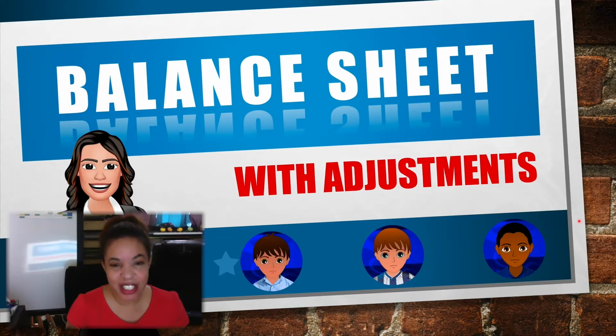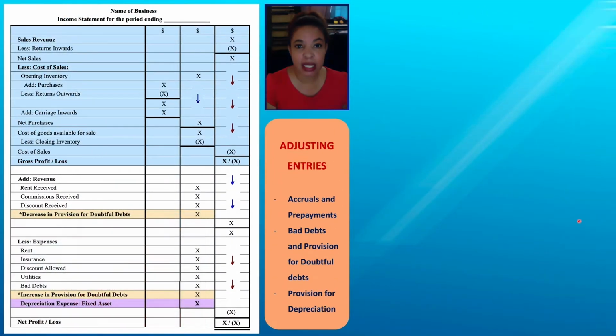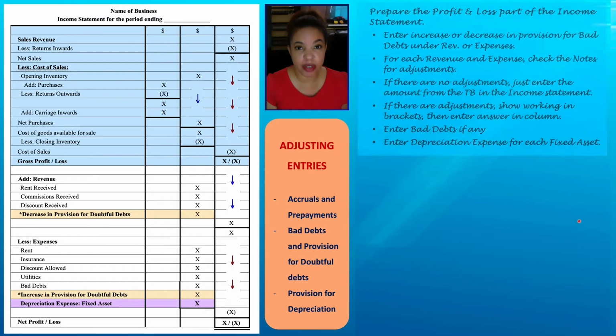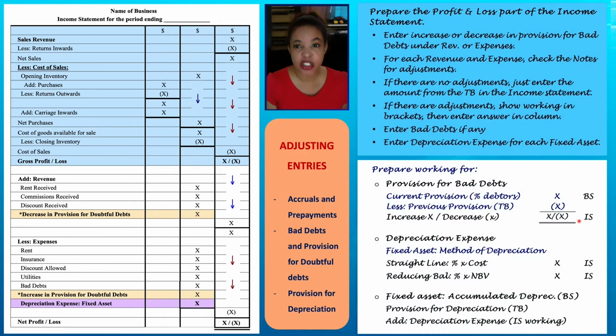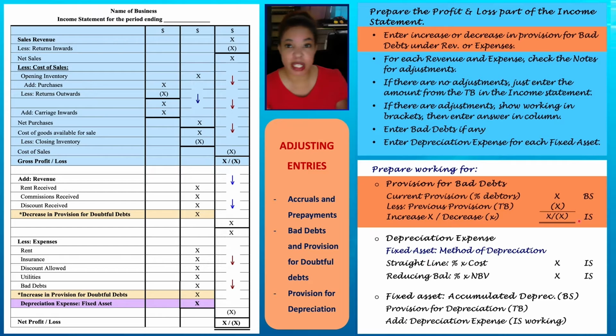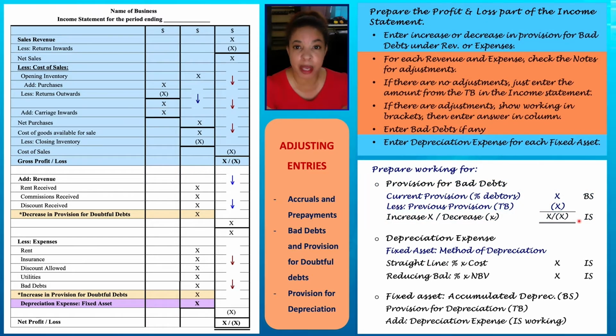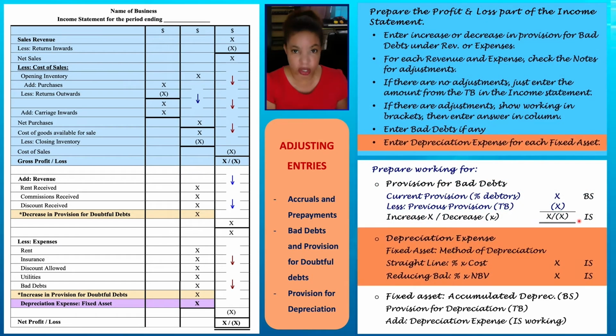The lesson today is going to be balance sheet with adjustments. So remember, we had done the income statement with the 3 adjustments. We had to calculate whether there was an increase or whether there was a decrease in the provision for doubtful debts. We had to deal with accruals and prepayments, and we also had to calculate depreciation expense.